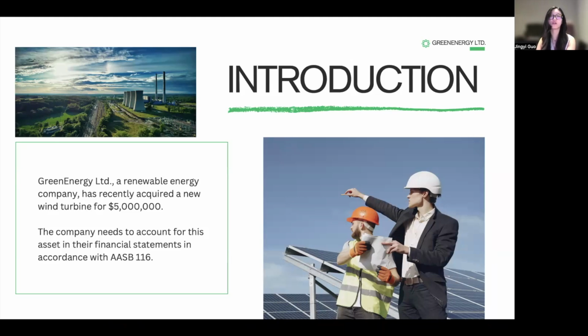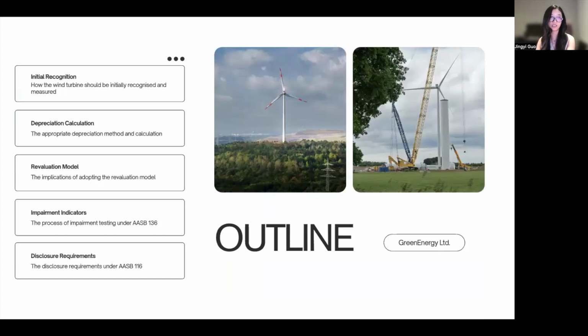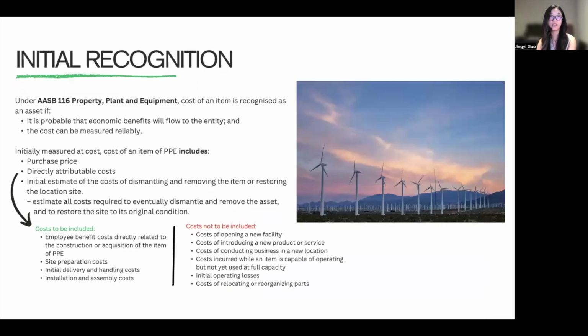Proper accounting not only ensures compliance with ASB 116, but also provides stakeholders with clear and reliable insight into the company's long-term investments. In today's presentation, we will walk through the five key areas: initial recognition, depreciation calculation, revaluation model, impairment indicators, and disclosure requirements. Let's start with the initial recognition first.